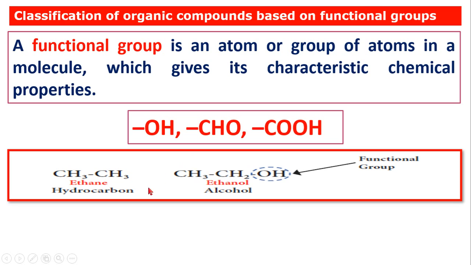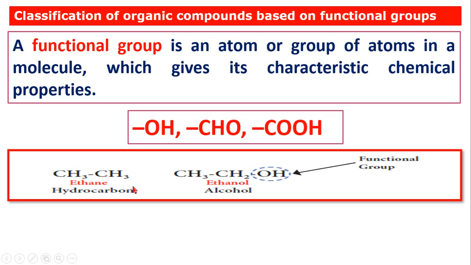For example, ethane. The formula of ethane is C2H6 or CH3-CH3. So, any one of the hydrogens is replaced and the functional group is attached here. So, the functional group is alcohol. OH is the alcohol. So, the name is ethyl alcohol or ethanol. CH3, CH2, OH. This is ethyl alcohol or ethanol.